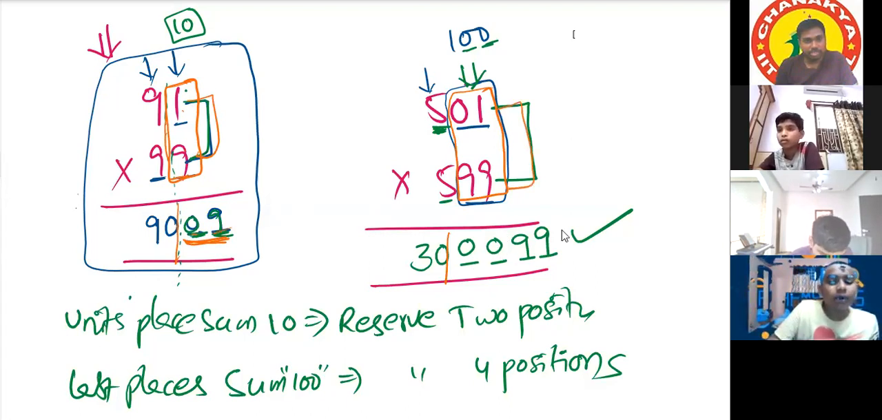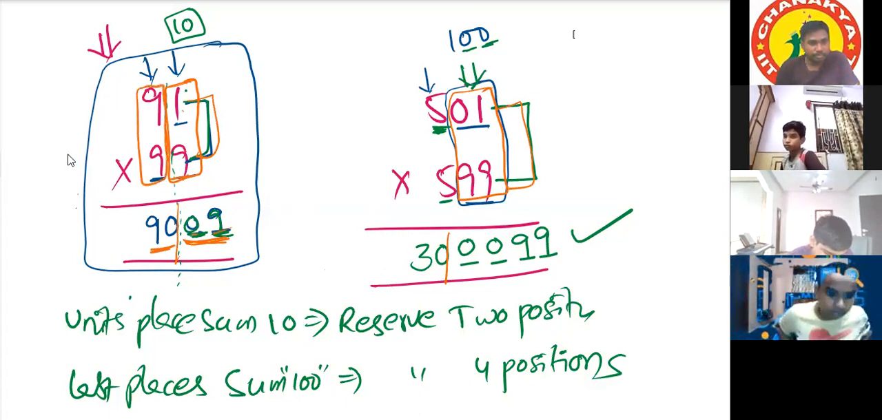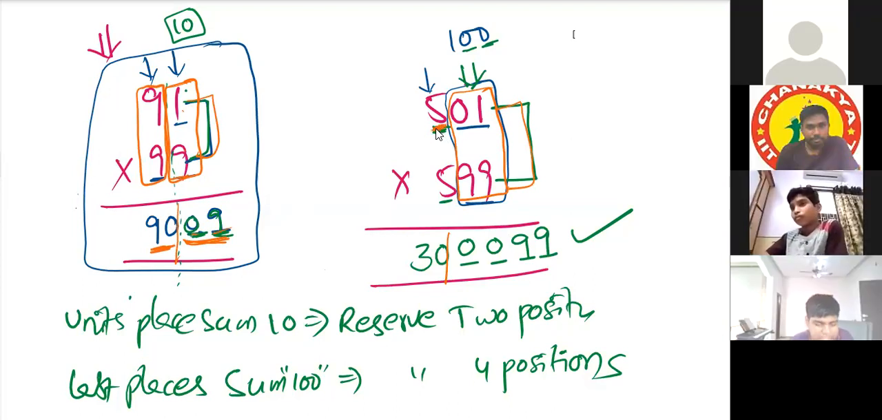But sir, how did you get 90? Okay, this 90. Here the common number we have to multiply with its successor. So 9's successor is 10. 9 10s are 90. Here 5's successor is 6. 5 6s are 30. Common number multiplied with the next number.